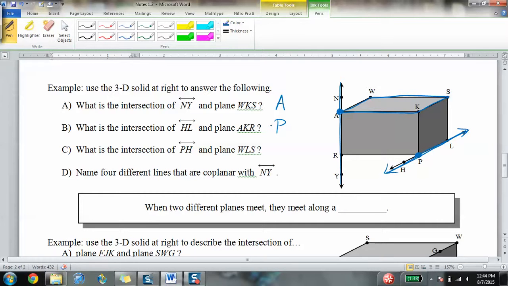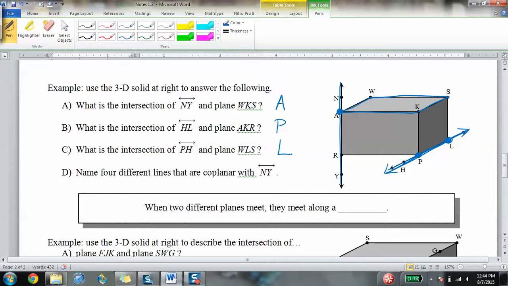What's the intersection of line PH, which is the same line we were just talking about, it's just a different way of naming it, as we talked about before? What's the intersection of that line with plane WLS? So WLS is kind of hard to see. Those 3 points are actually on the back of the box. So that line right there is actually meeting the back of the box at point L.